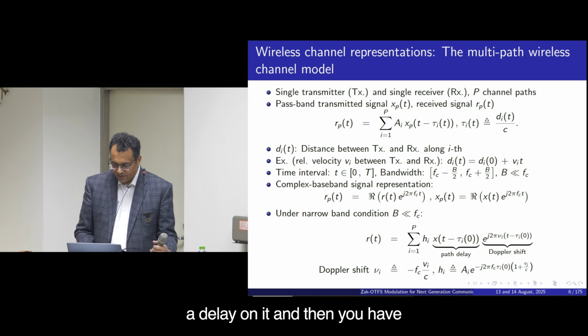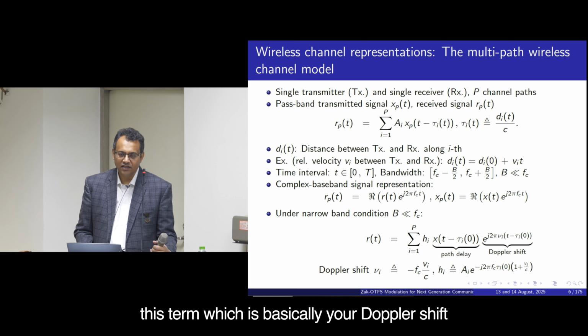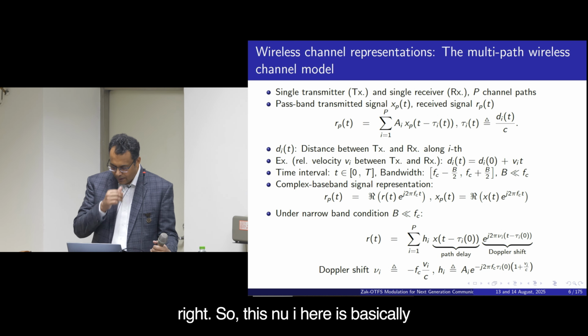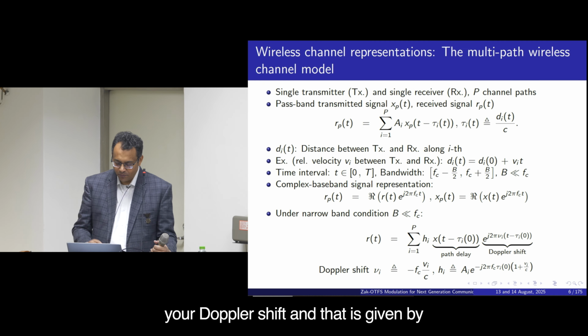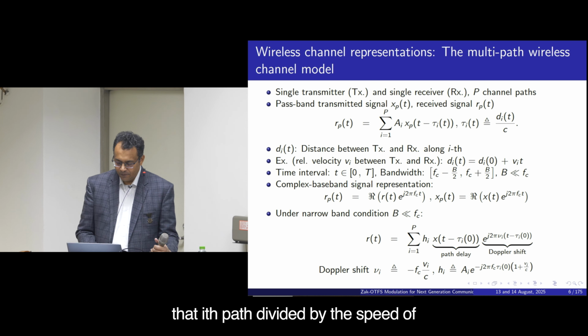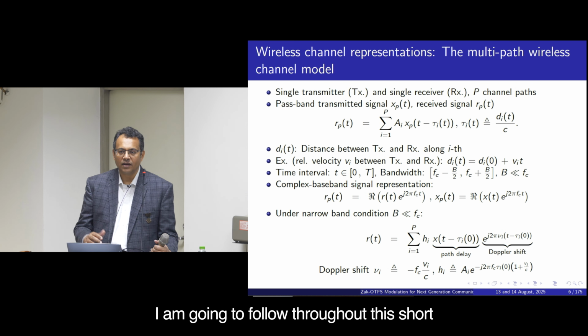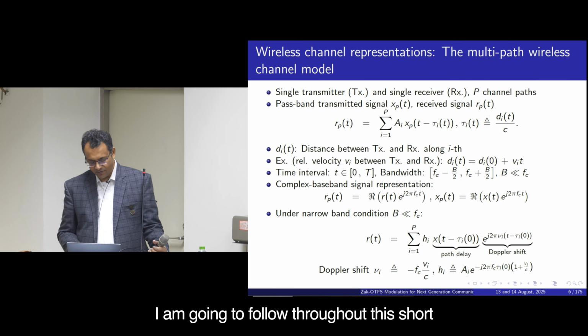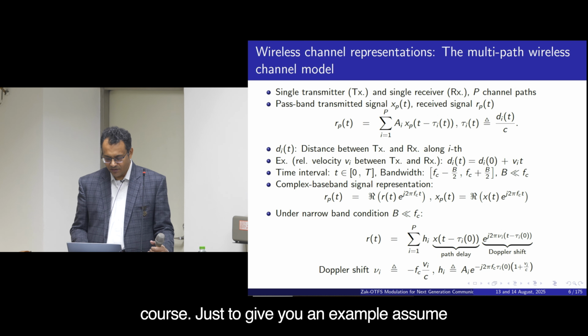You have a delay on it, and then you have this term which is basically your Doppler shift, right. So this nu_i here is basically your Doppler shift, okay, and that's given by your carrier frequency times the relative speed along that ith path divided by the speed of light, okay. So this is the model that I am going to follow throughout this short course.